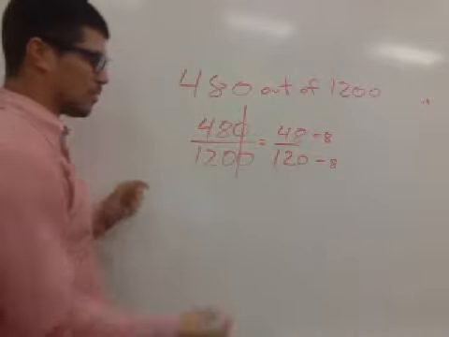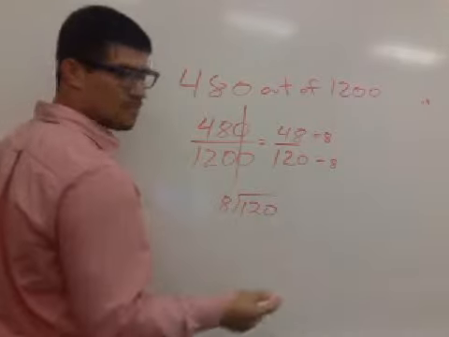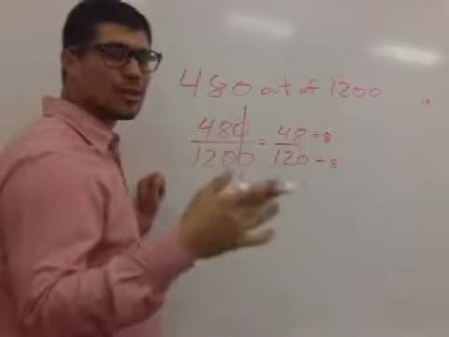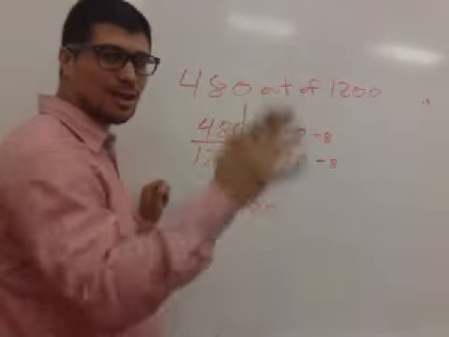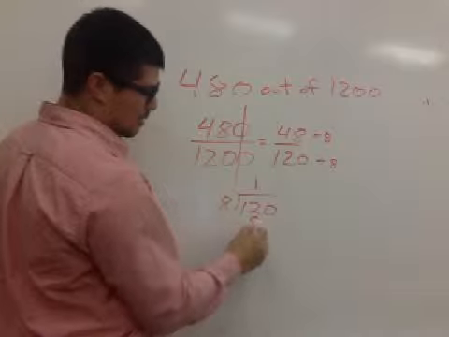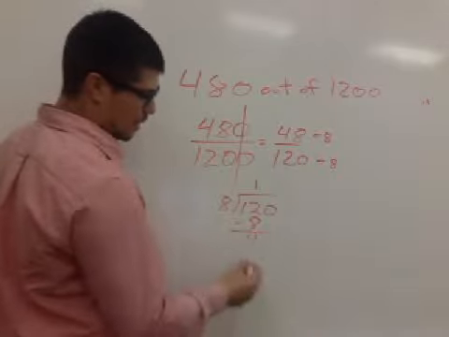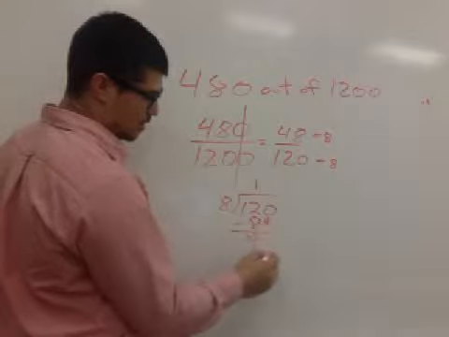Pretty sure 8 goes into both of them. So let's see, 120 divided by 8. Again, if you're doing 2, you're gonna get the right answer, but you're just gonna take a lot longer to get there. So 8 goes into 12 one time. 8, take it away. I get 4. 12, take away 8. 4, bring down the 0.